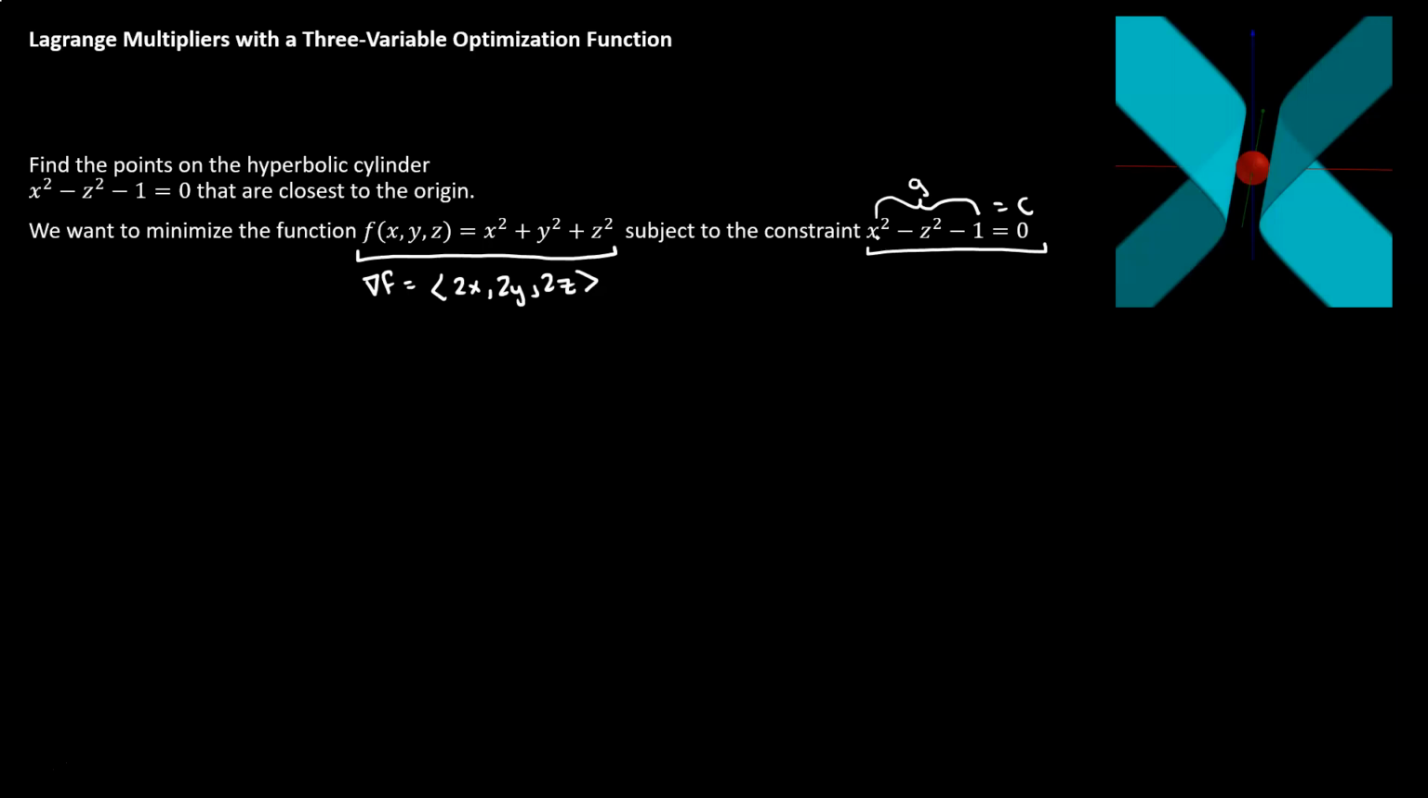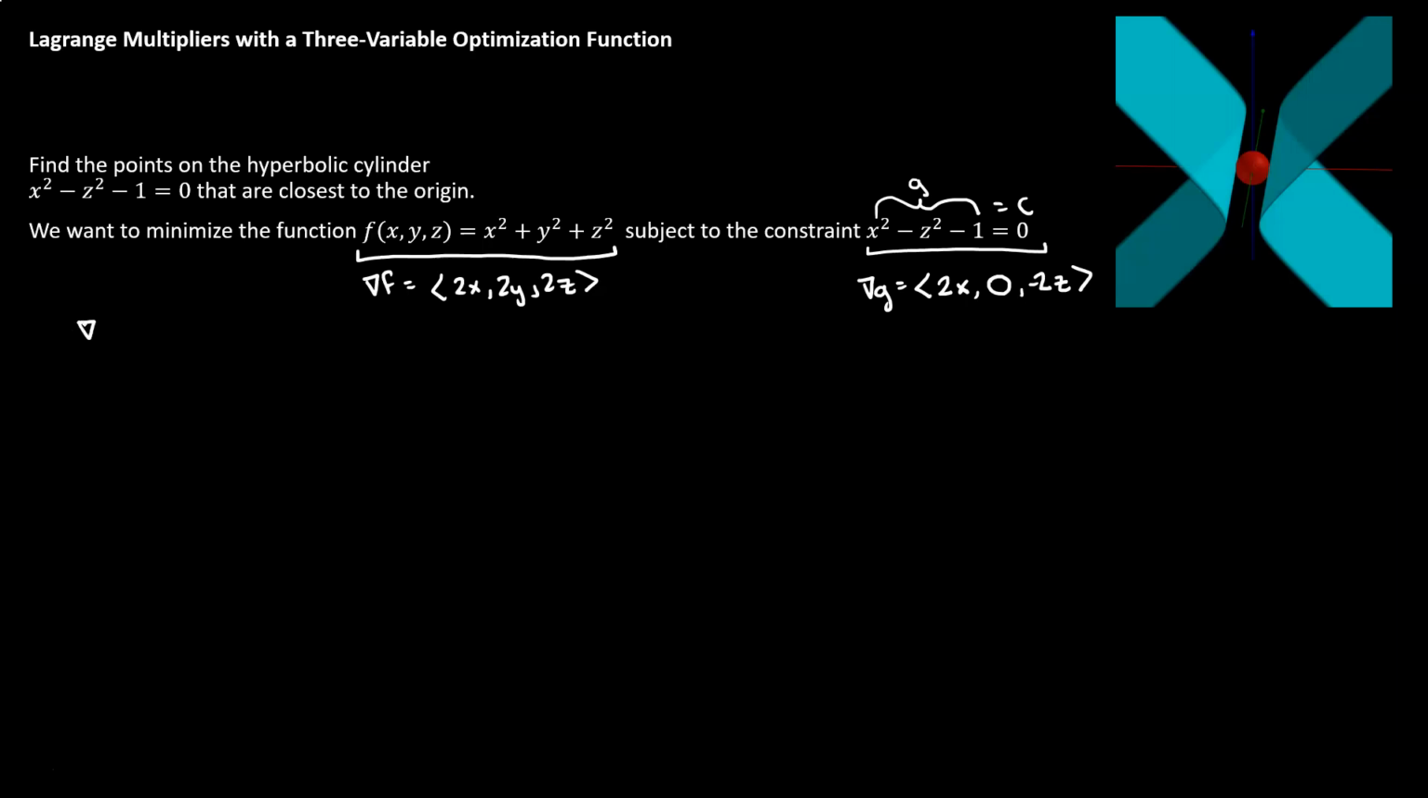All right, so if g is the left side of this constraint equation, then gradient g, the partial with respect to x, looks like 2x. The partial with respect to y looks like 0. There is no y in this equation. The partial with respect to z looks like negative 2z.